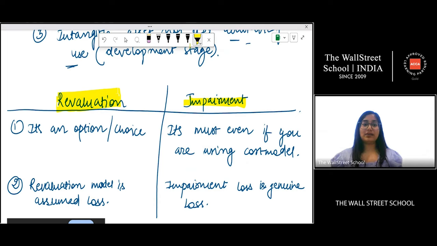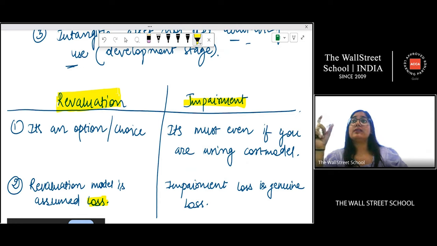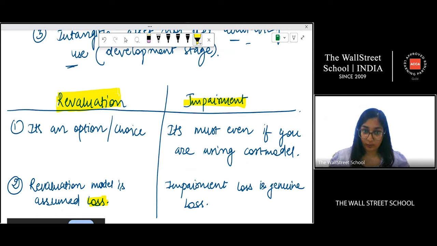Second thing that we have in here is that revaluation model is an assumed loss. Assumed loss means that because we are using the revaluation model, whenever we charge anything to the profit and loss account or take any unrealized gain to revaluation reserve, it is something that is assumed based on the market price. It has not actually happened. But when it comes to impairment, it is an actual loss that is happening. That means the value has actually fallen down, which is why I am writing this loss in the financial statements. But in the revaluation model, it is an assumed loss because of the choice of measurement model that I have taken.